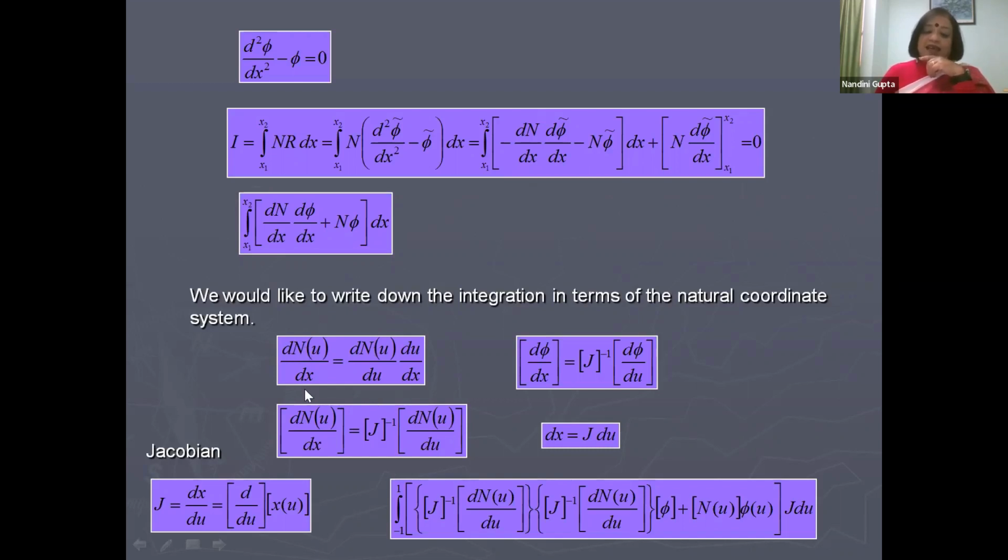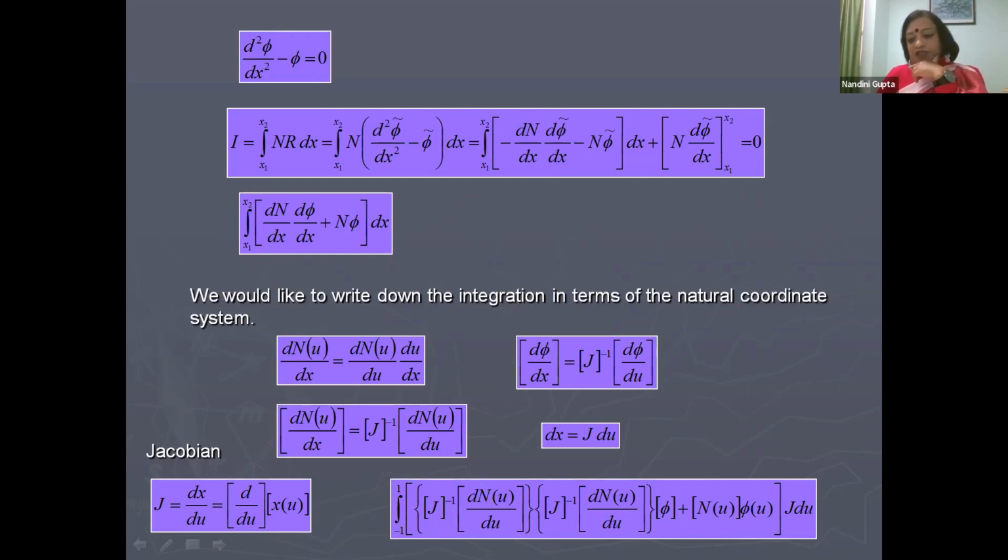dn dx and dn du are related by the Jacobian, where the Jacobian J is equal to dx du, which can also be written in matrix form as d du of x, which we don't really have to bother about at the moment, but which will become important as we go ahead. So if that is the case, we can evaluate each of these terms, dn dx, d phi dx, and n into phi, in terms of n as a function of u.